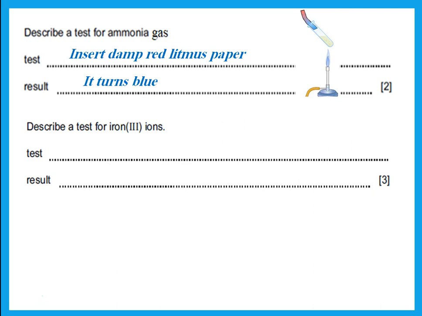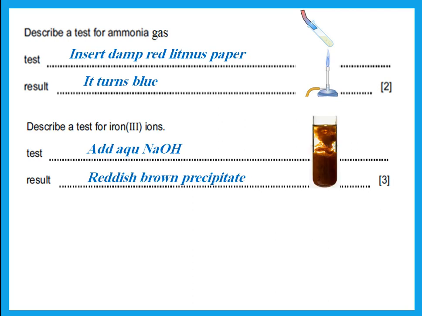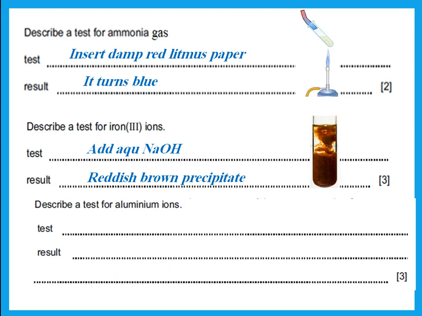Okay, describe a test for iron 3. Again, add aqueous sodium hydroxide. With iron 3, what do we get? With iron 3, we get a reddish brown precipitate.